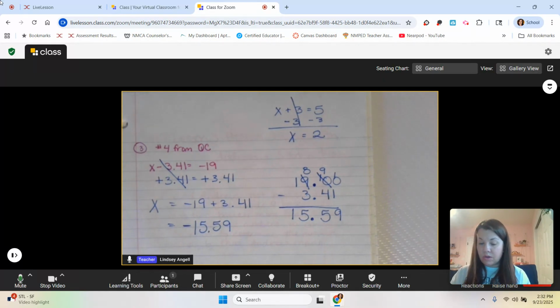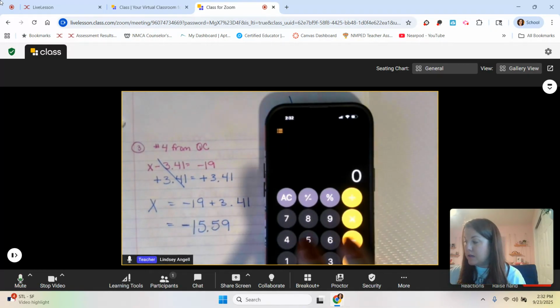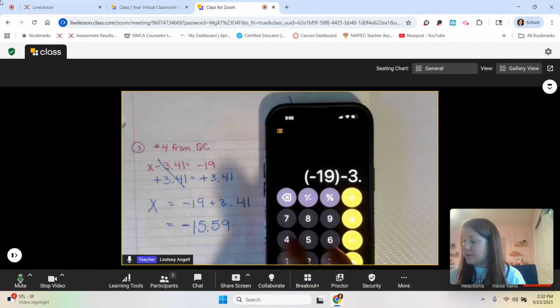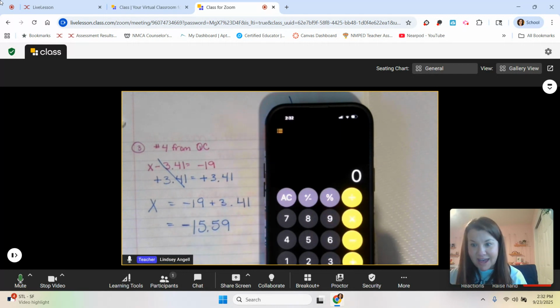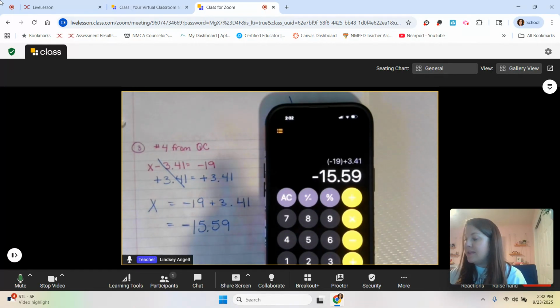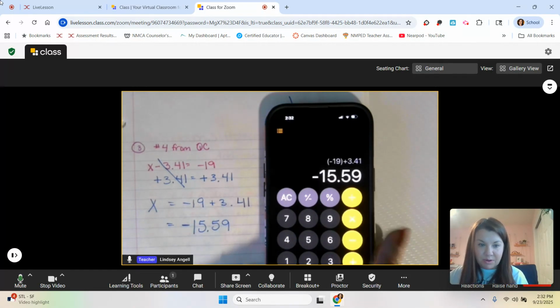Now you could also check your work on a calculator. Let's say you were good and you attempted to answer this on your own. Let's see, we've got negative 19 minus 3.41. No, just kidding. Haha. I need to add it. Oh my goodness. Negative 19 plus 3.41. And there it is. Negative 15.59.